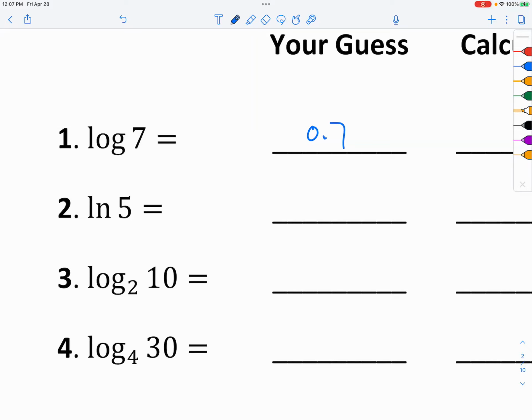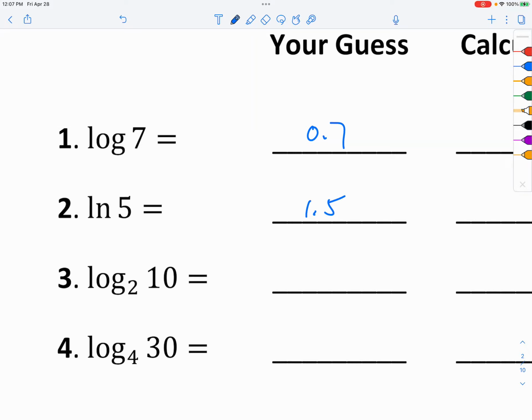See if you can guess what's the natural log of 5. Just to give you a little hint, what's the E? 2.7, right? And what's E squared? Around 7.4. So that means natural log of 5 should be around where? 1.5 would be fair. 1.5 would be very fair.